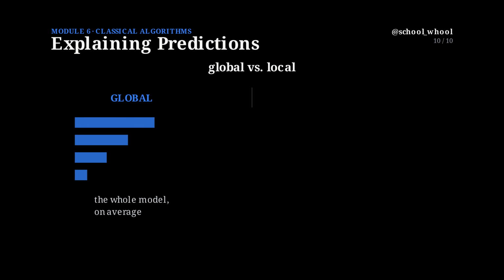Feature importance was global, about the whole model, on average. Today's question is local, about one specific prediction. Global tells you the model usually cares about debt. Local tells you why this person, in particular, was flagged.